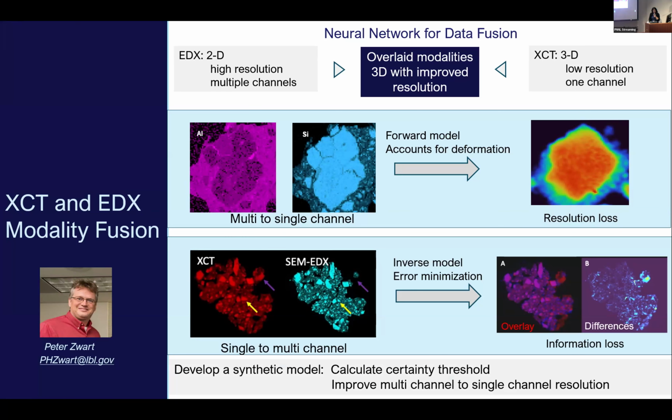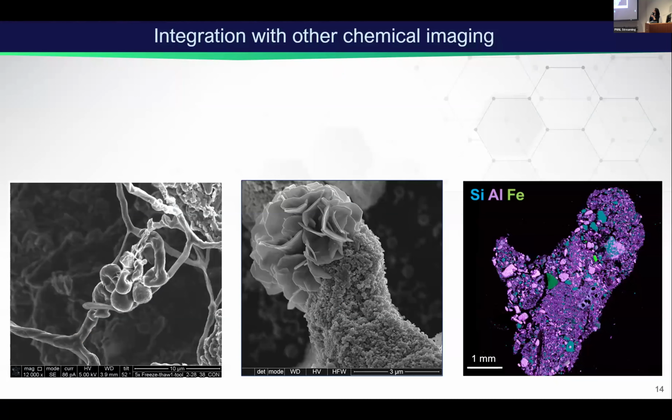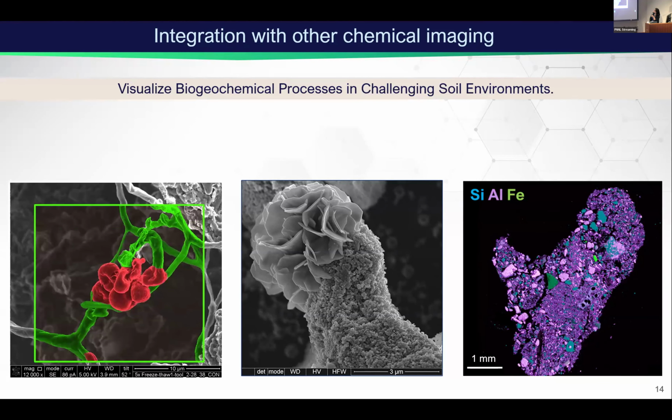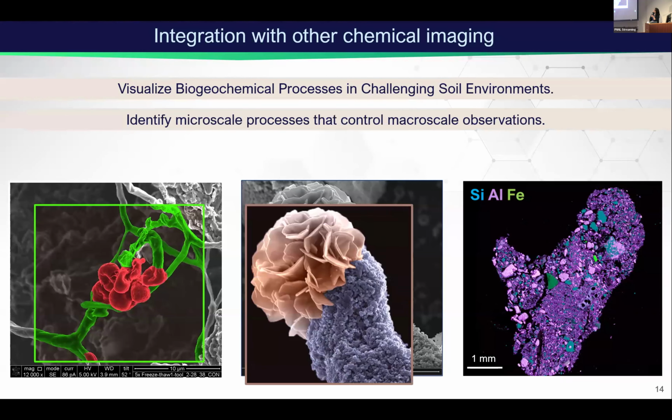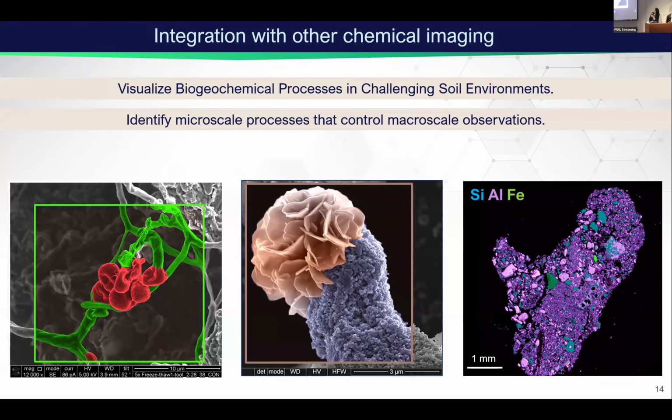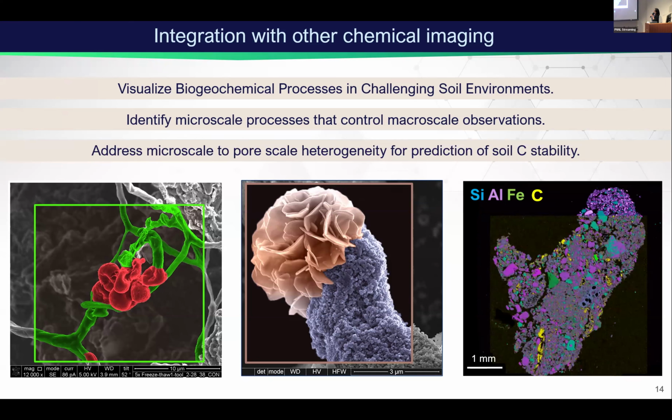So I want to finish my talk here with some of these challenges that we have. The integration of different chemical imaging is important because it does visualize these biogeochemical processes in a very challenging soil environment. It can identify the microscale processes that control macroscale observation. And lastly, it can address microscale to pore scale heterogeneities for prediction of soil carbon stability.